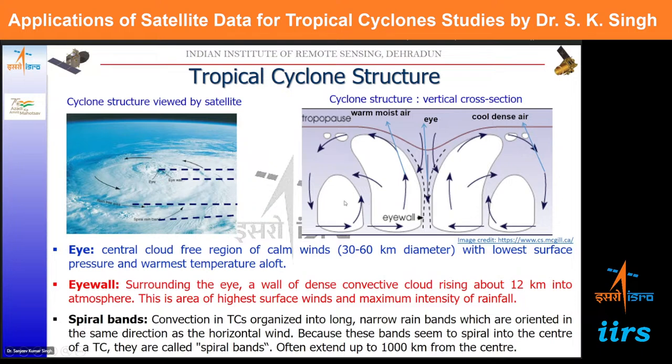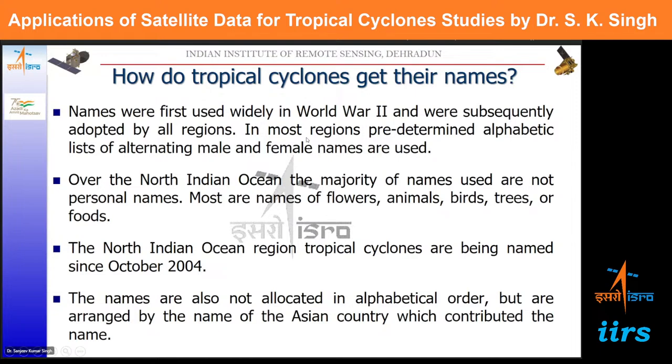If you go further outside, you get spiral band structures, also called rain bands. They often extend up to 1,000 kilometers from the center. So these are the basic structures of the tropical cyclone.